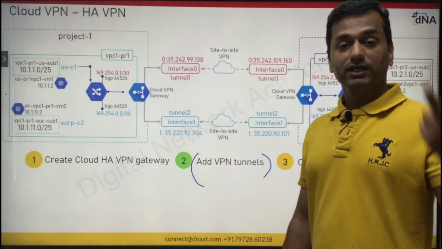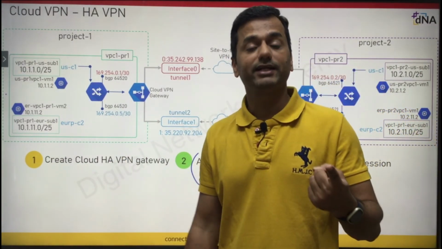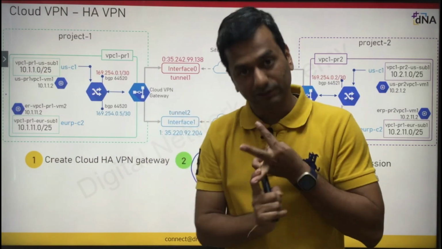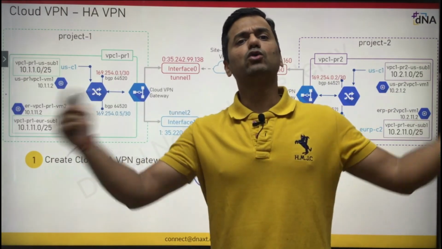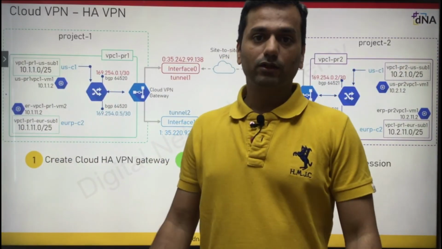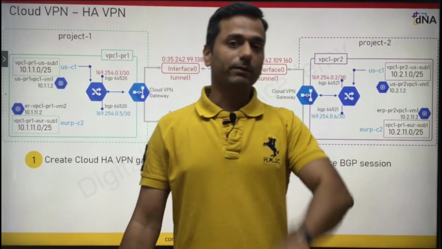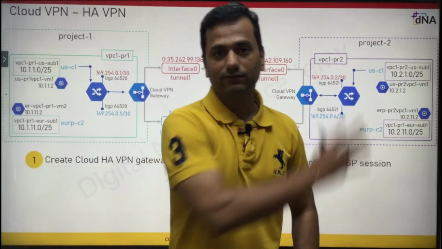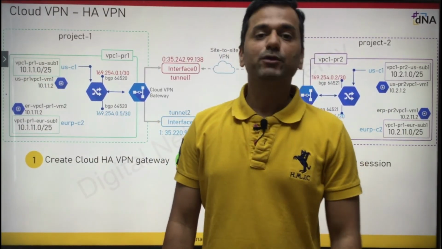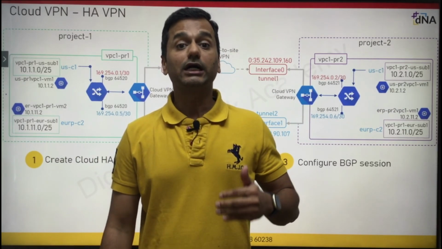The 3 steps: first, create the cloud HA VPN gateway. Once the gateway is created, go and configure the tunnels. Once the tunnel is established, go and configure the BGP session. Once you configure the BGP session, routes will be automatically exchanged between these 2 projects via HA VPN over the 2 tunnels. Routes will go over both tunnels. Why? Because your 2 BGP peer sessions will be built via tunnel 1 and via tunnel 2, both. Clear? So in part 2, let's start the configuration.